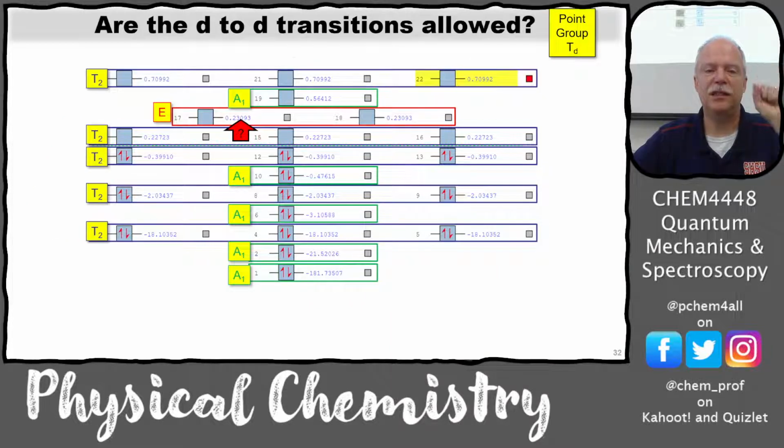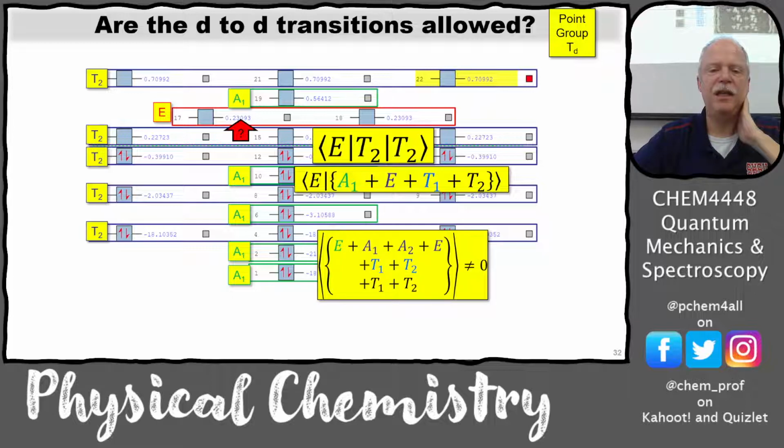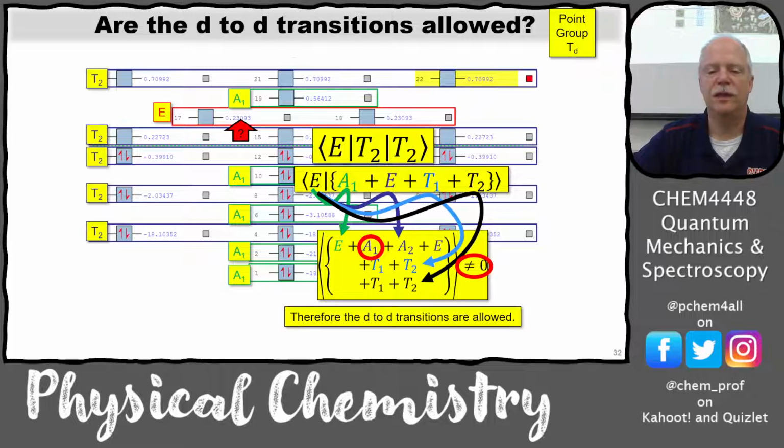So are the D to D transitions allowed? Now these Ds are not occupied, but still, we talk about D to D transitions in transition metal complexes. So let's just do the symmetry on that. We have the T2 times T2 gives you that initial grouping, and then the E times A1, E times E, and there we have an A1. So anytime we have E times E or anything times itself, we get an A1. And so yes, that E times E gives us a term that when you integrate it over all space is going to be not equal to 0. So the D to D transitions are allowed in this molecule.